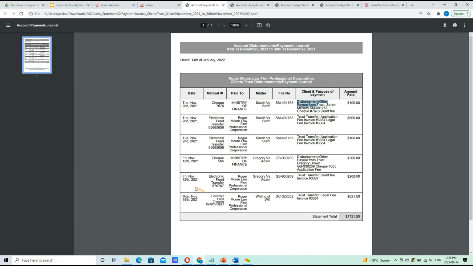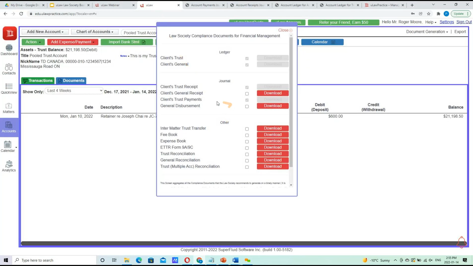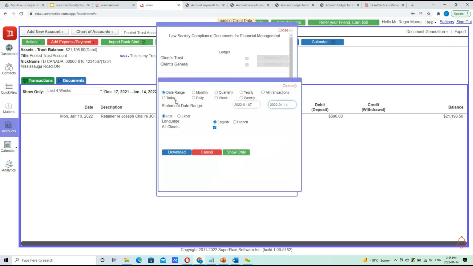And likewise, you can see there is another application fee paid for the Gregory versus Adam Ministry of Finance. And this is what a trust payments or disbursements journal looks like. With just another few more minutes, let me run through this. So likewise, you have your general receipts, so money coming into the general account.